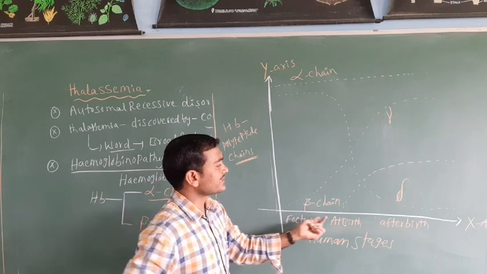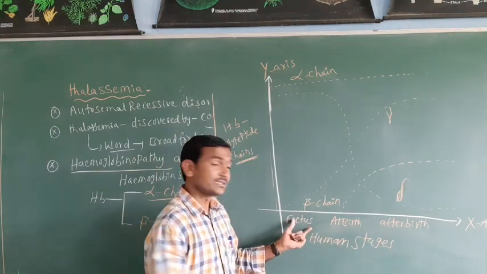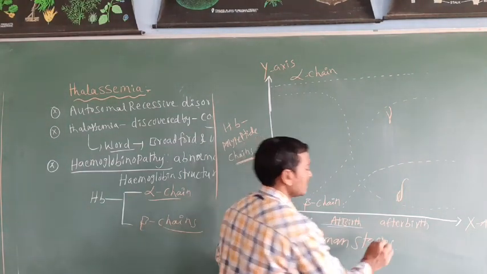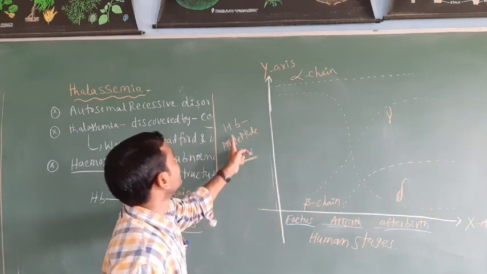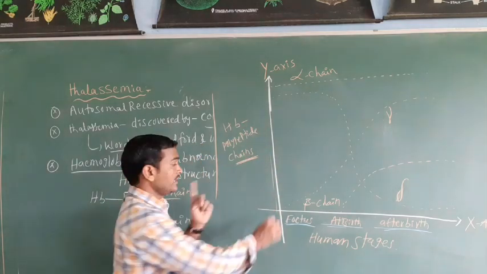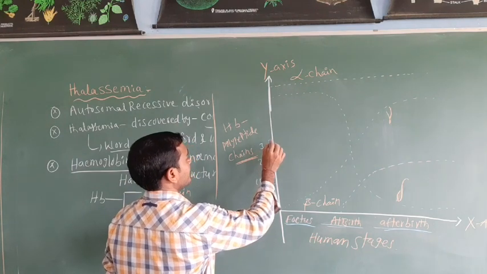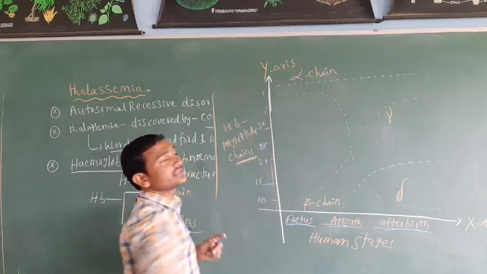See here, on the x-axis we take the different human stages. The first one is the fetal stage. The second one is the birth stage, after birth. On the y-axis we take the hemoglobin polypeptide chain, with values 10, 15, 20, 25 and 30, and so on.